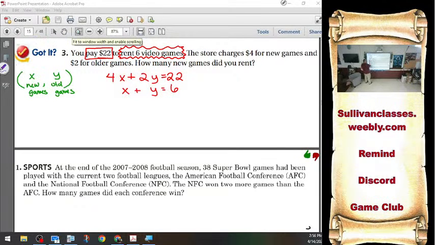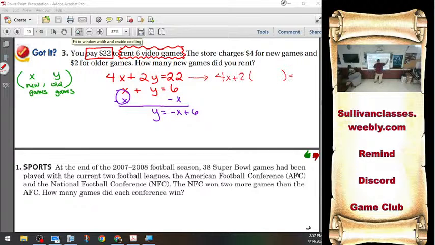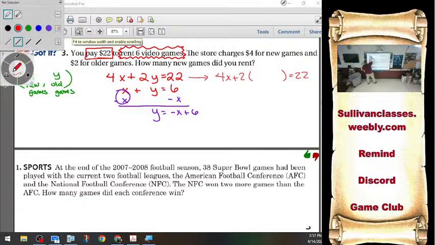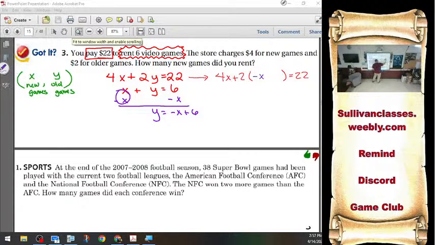Next up, which one do you want to get by itself? X or Y, top or bottom? Okay. Minus X, minus X. Zero out. Y is negative X plus 6. And then Y is stuff. Replace Y with stuff. If you just said 4x plus 2y is 22, but then you found out what y was, now it's 4x plus 2 of these.